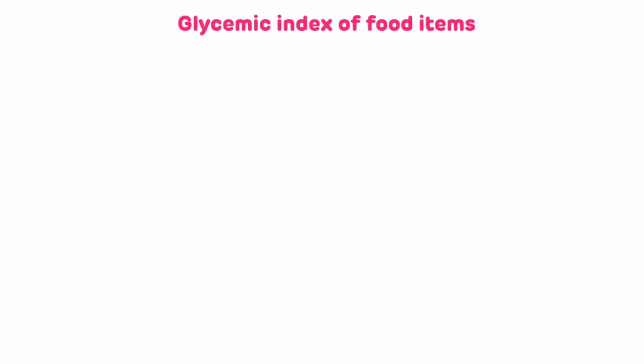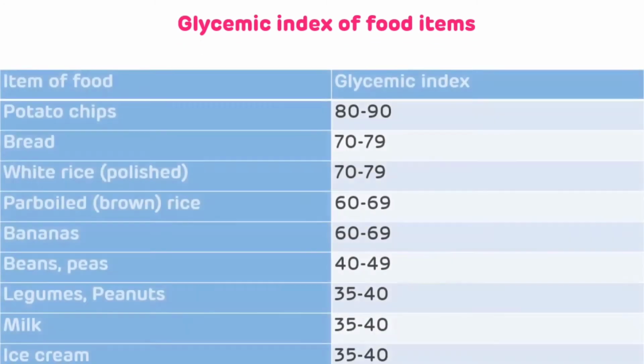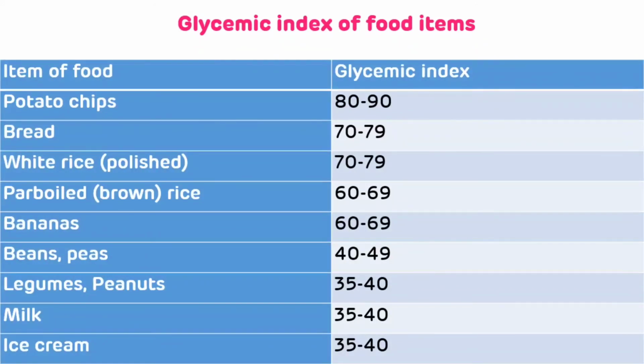Now we will see glycemic index of various food items. This is the table showing the glycemic index of various food items. As you can see, potato chips have a very high glycemic index, that is 80 to 90. Bread and white rice also have a very high glycemic index, that is 70 to 79. While brown rice and bananas are classified into moderate glycemic index foods and they have a glycemic index of 60 to 69. Beans, peas, legumes, peanuts, milk, and ice cream are classified into low glycemic index food.